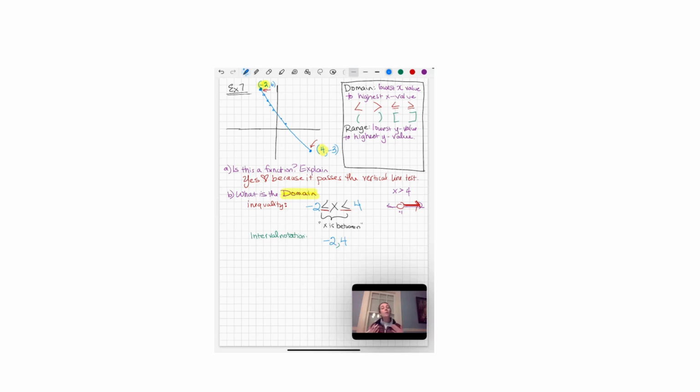Okay, but we still have to communicate to our reader, to whoever's looking at our work, that we know we have a closed dot on the left-hand side. The way that we do that is by using a corner bracket. So that says, I know I got a closed dot on the left. And for this graph, it's the same on the right. I got a closed dot on the right, so I'm going to put a corner bracket.